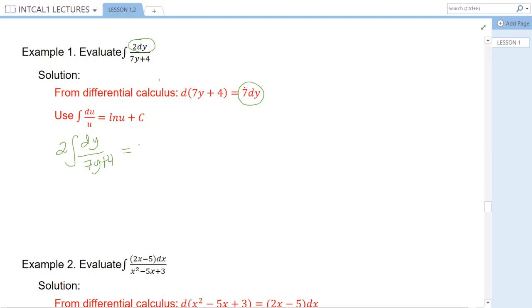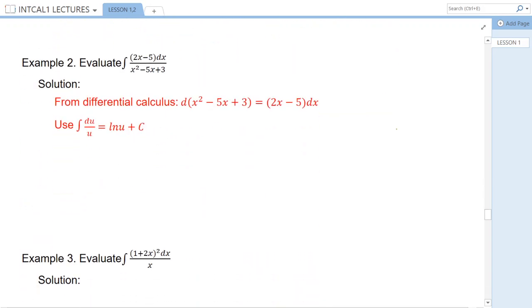Manipulating that, it will give us 2 multiplied by 1 over 7, the integral of 7 dy over 7y plus 4. Since the derivative of the denominator 7y plus 4 is 7 dy, it satisfies the numerator already. So let us just simply get the logarithm for that. That will become 2 divided by 7, and the integral is the ln of 7y plus 4, plus c. That is our final answer.